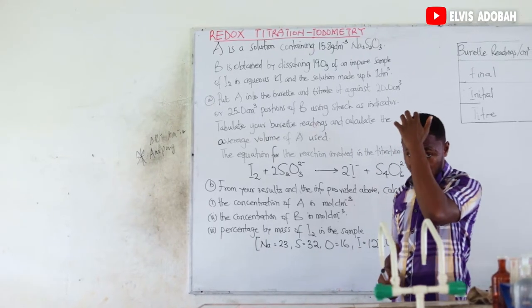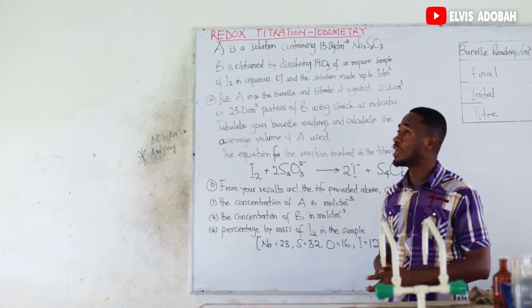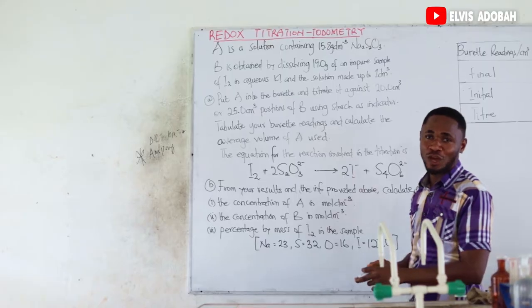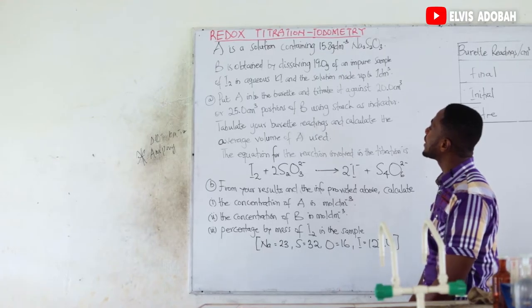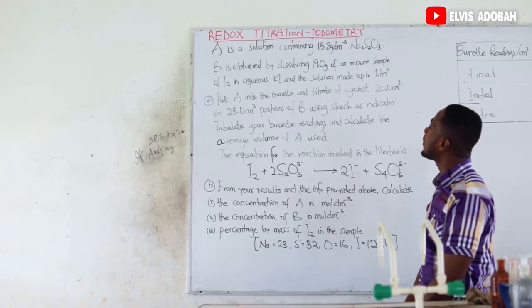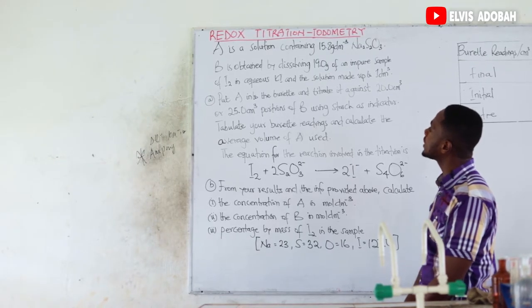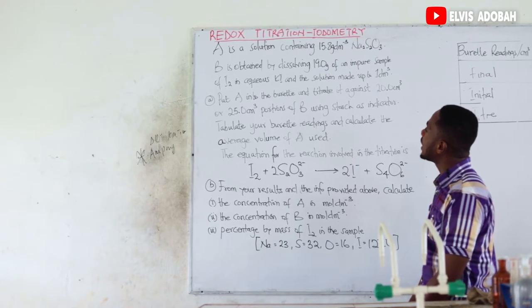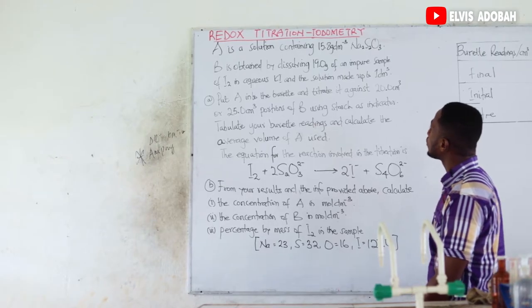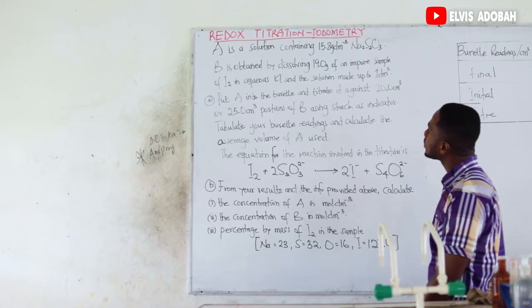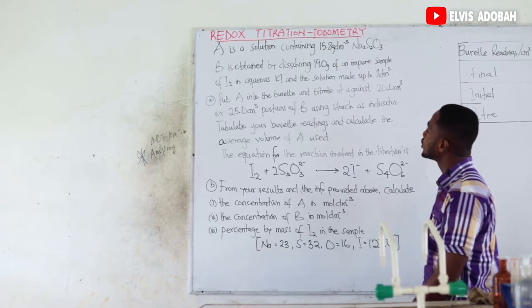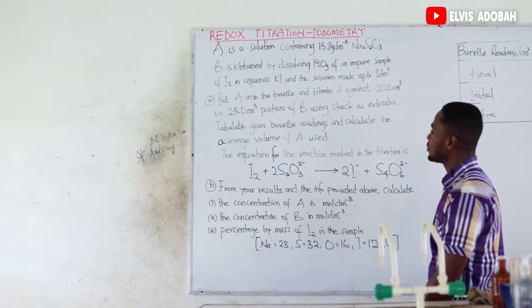Okay, so we've been given this question to solve in iodometry, a form of redox titration. A is a solution containing 15.8 grams per decimeter cube sodium thiosulfate. B is obtained by dissolving 19.0 grams of an impure sample of iodine in aqueous potassium iodide, and the solution made up to 1 decimeter cube.